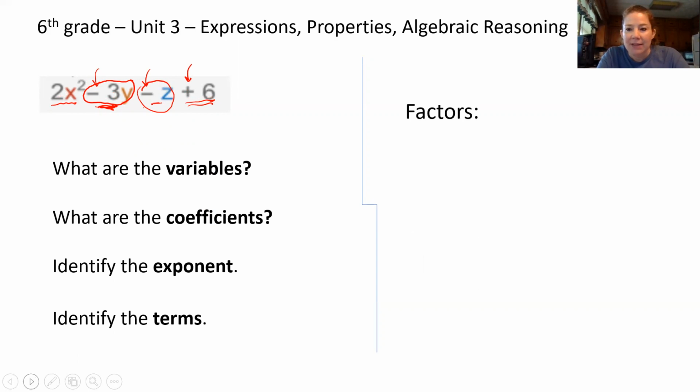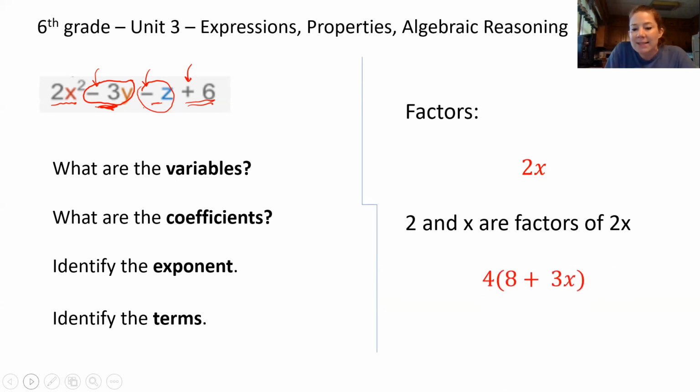All right, now factors in math, of course, are numbers or variables that are being multiplied together. For example, if you have 2x, that literally means 2 times x. So for the term 2x, there are 2 factors. 2 is a factor and x is a factor for the whole term 2x, because those 2 things are being multiplied together. Now that set of parentheses in math also means multiplication. So this is literally saying 4 times the quantity 8 plus 3x.